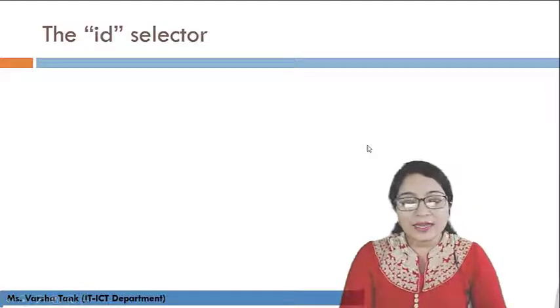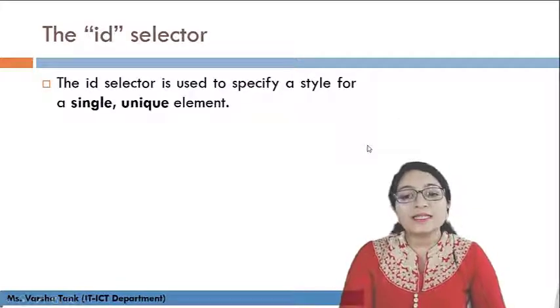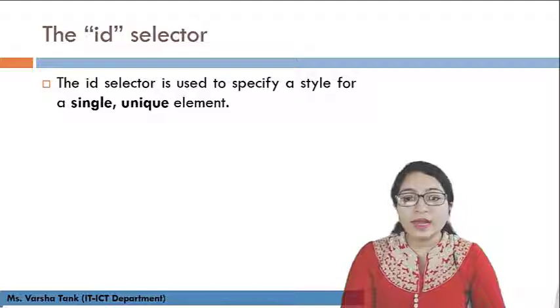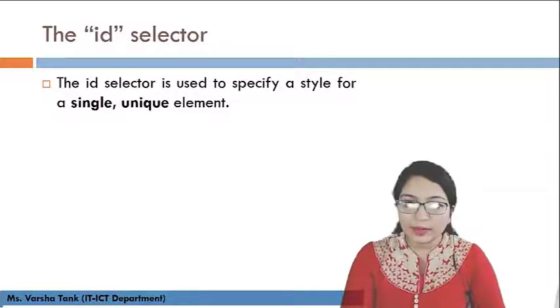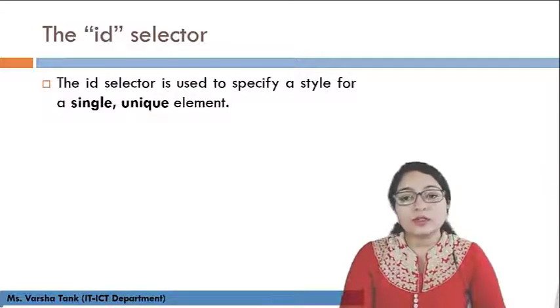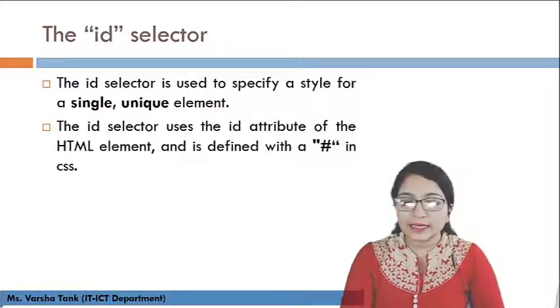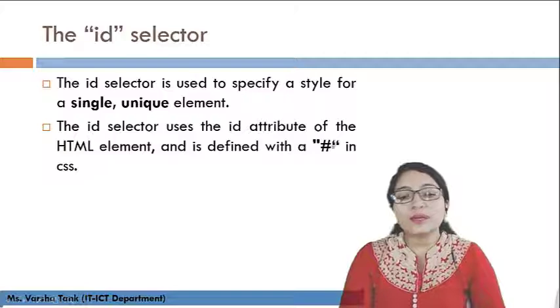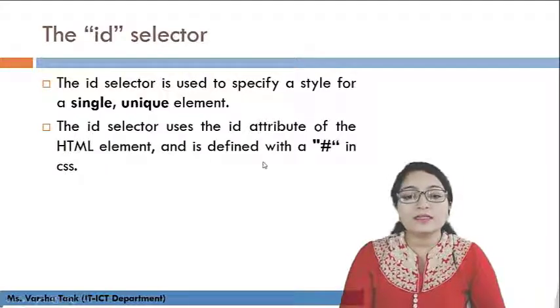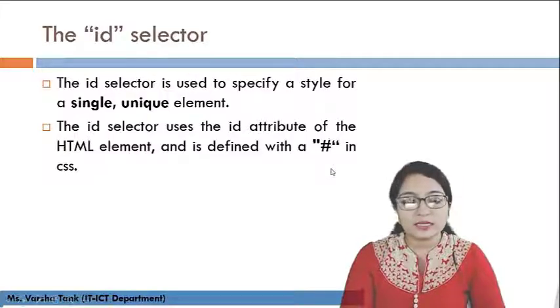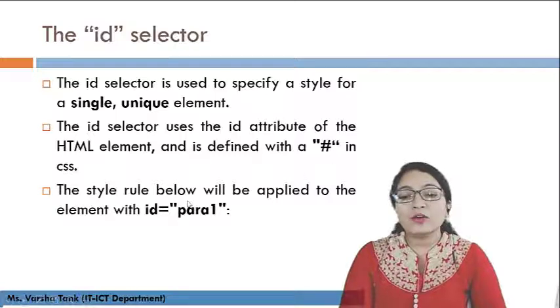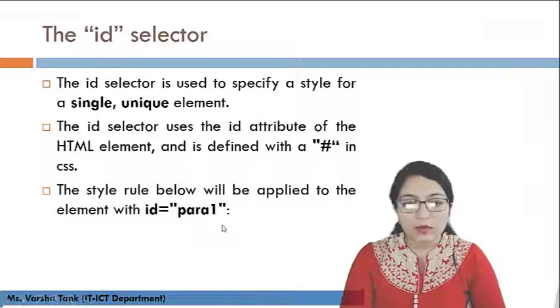Now let's see the ID selector. The ID selector is used to specify the style for a single unique element. So whenever you are going to define the style for a single unique element, at that time you can use the ID selector. ID selector uses the ID attribute of the HTML element and it is defined with the hash in a CSS. So the style rule below will be applied to the element with the ID is equal to para1.